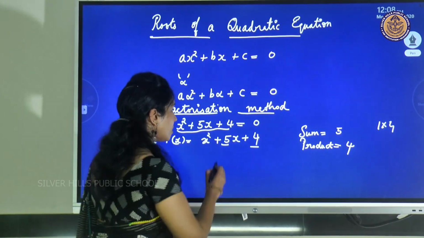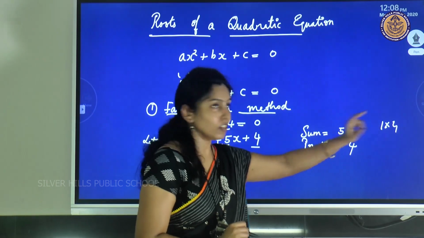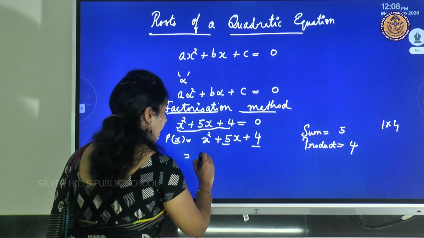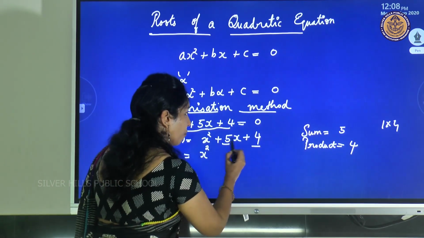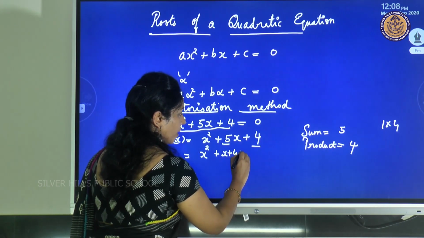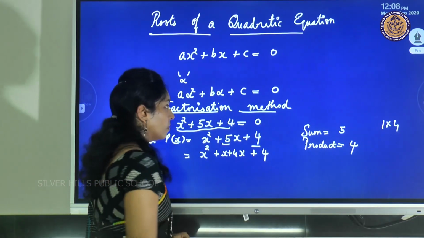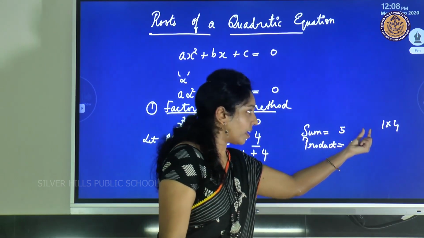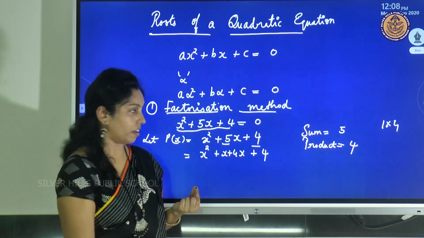So we are going to split this 5x using 1 and 4. Let's see. This can be written as x square, now 5x I can write as x plus 4x, plus 4, because already we selected the numbers 1 and 4. So we can read it as x plus 4x, which when combined gives you 5x.